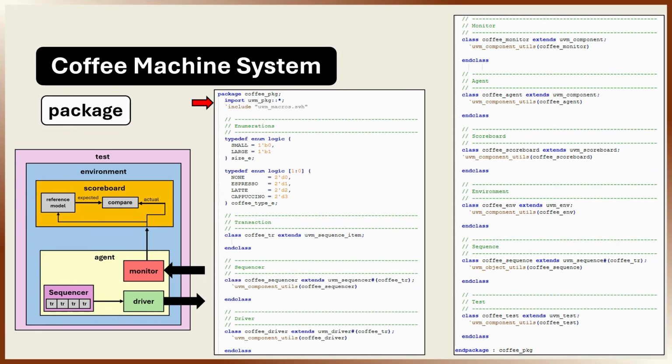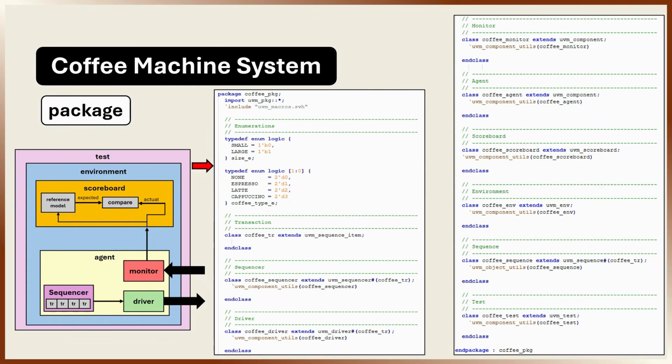The first real section is the enumerations. Enumerations are a clean way to give names to values that would otherwise be just numbers. For example, we define size_e with small and large. Instead of remembering that 0 means small and 1 means large, we use meaningful names that make the code easier to read and much harder to mess up. Next, we define coffee_type_e, which describes the possible outputs of our coffee machine: none, espresso, latte, and cappuccino. Again, these names are easier to understand than raw numbers, and they make debugging far more intuitive.